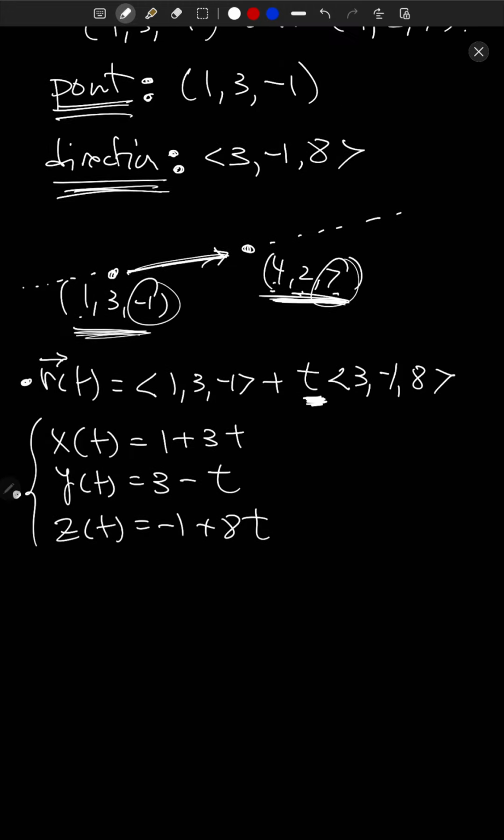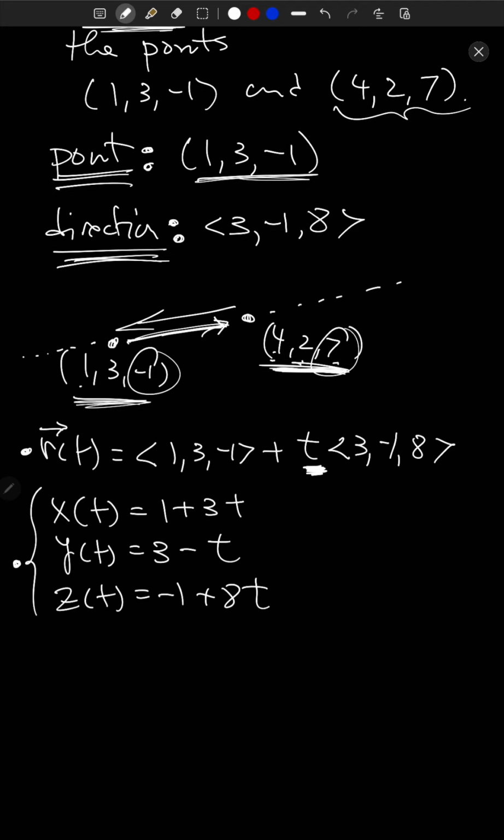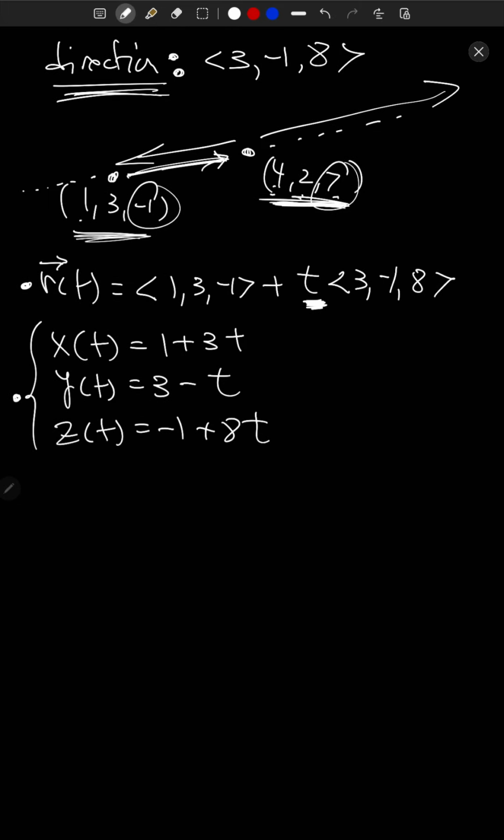Of course, if we had used a different point, if we had used 4, 2, 7, and used a different direction, maybe the opposite direction, or maybe the direction that's twice the length, we would end up with a slightly different description of the same line, all right?